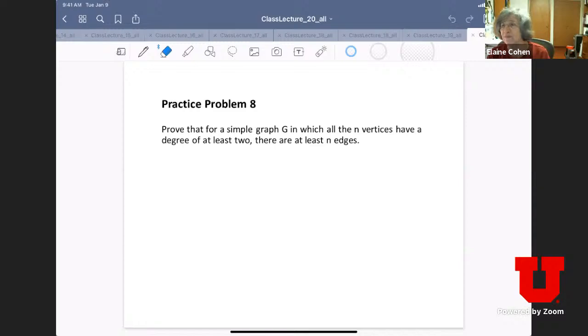Okay, here's a practice problem for you. Last thing of the day. Prove that for a simple graph G, in which all the n vertices have degree at least 2, there are at least n edges. This follows pretty strongly from, I think that was theorem 3 about the sum of the degrees of each vertex. So we have n vertices, each has degree of at least 2. Prove that there are at least n edges. Why don't you give it a start and then we'll pick it up.